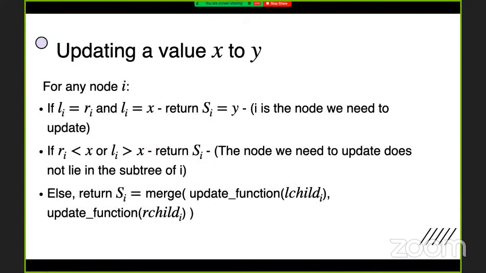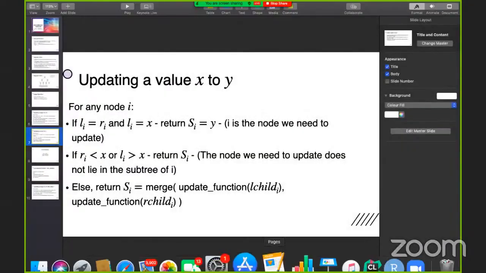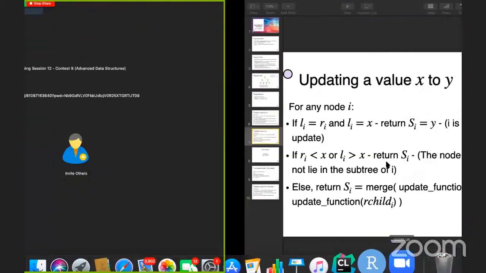The second point is the case where the node we need to update doesn't lie in the subtree of I. And the third case is where the node we need to update lies in the subtree of I, but it's not a single node range. In that case, we run the update function on the left child and the right child, and then we rebuild SI, like we did in the build function. We merge the values of the left child and the right child again, and we return that value after setting it to SI. So if everything's clear, I'll move on with the implementation.